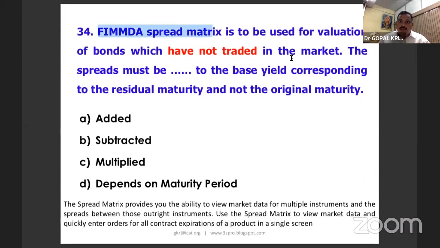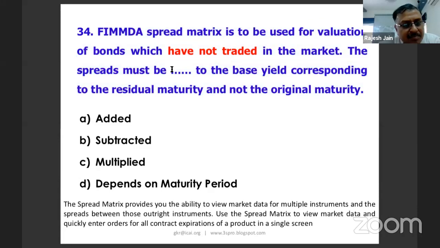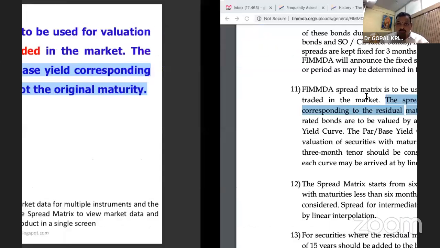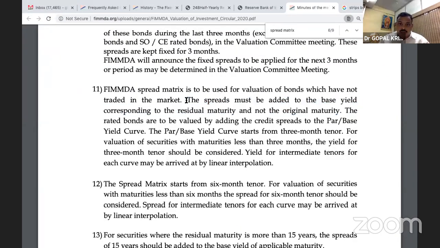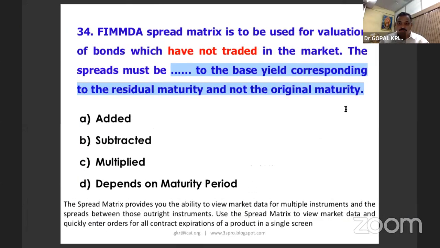So FIMDA spread matrix is to be used for valuation of bonds which are not traded in the market. The spreads must be added to the base yield or subtracted from the base yield corresponding to the residual maturity and not the original maturity. So which is the right one? The spread is added to the base yield. Okay. So it must be added. So 34A.